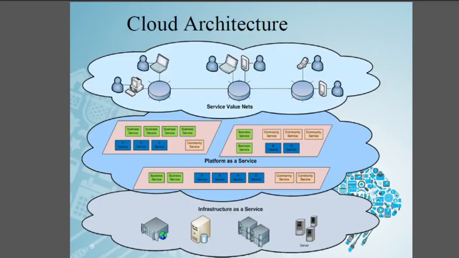Now here the cloud architecture has been shown. There are several phases in it. Firstly, infrastructure as a service. Second is platform as a service, and third is service value nets. So this is the architecture of cloud.